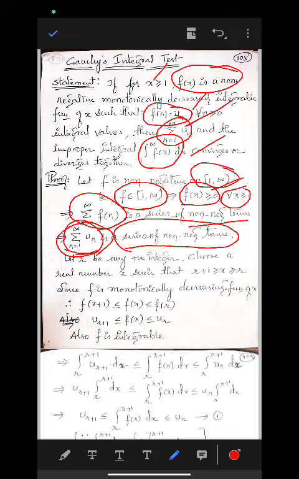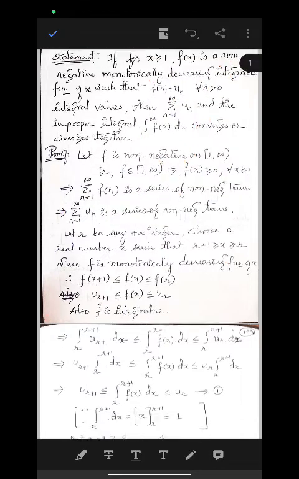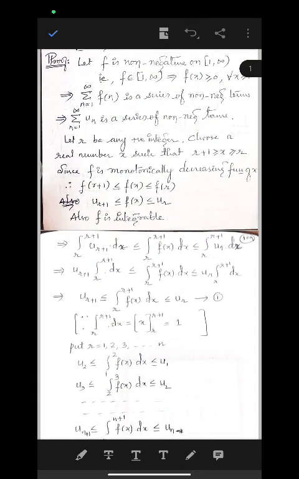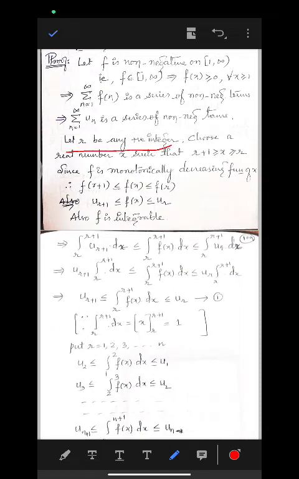So for that purpose we need to convert the given series in terms of what? The nth partial sum. So what they have given in the next step: let r be any positive integer. Choose a real number x such that x lies between r and r plus 1.